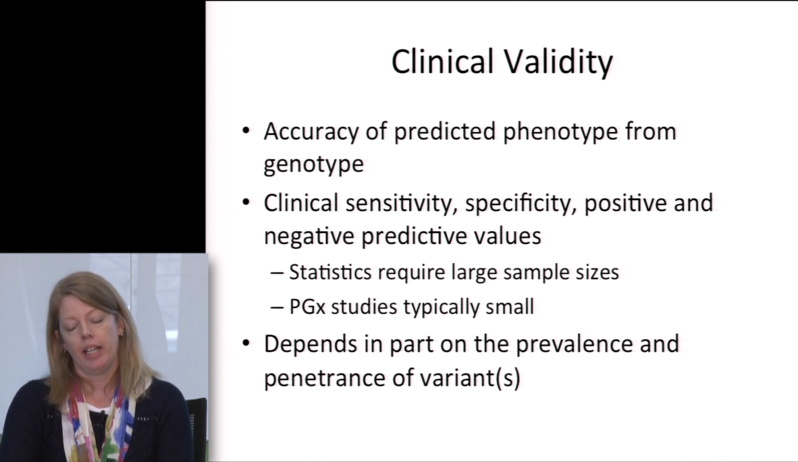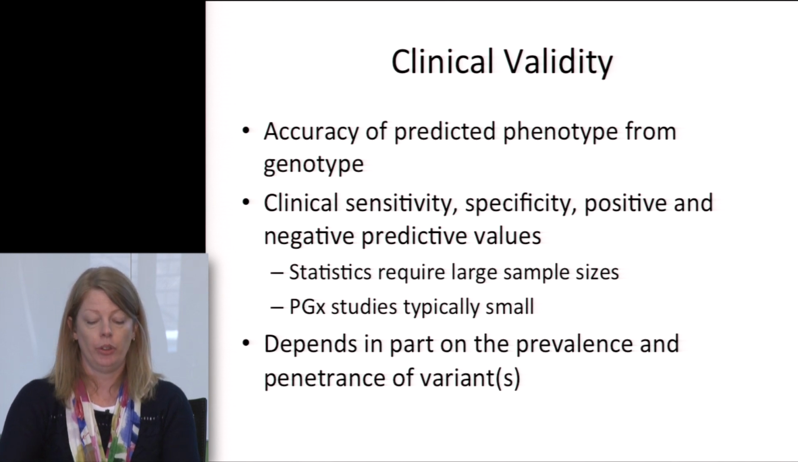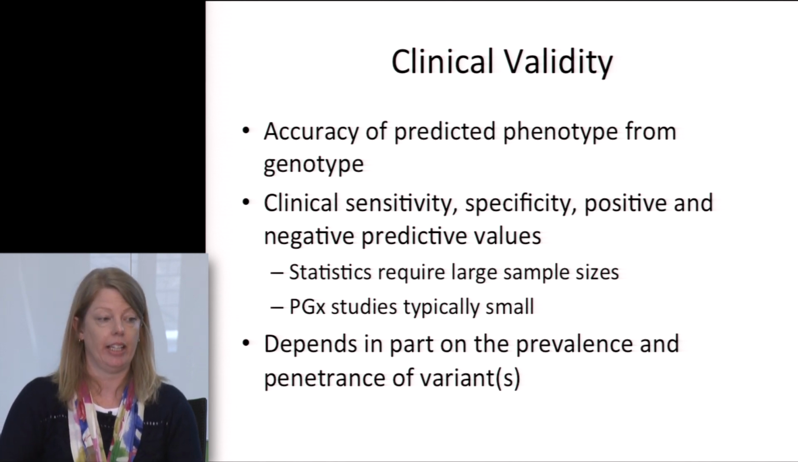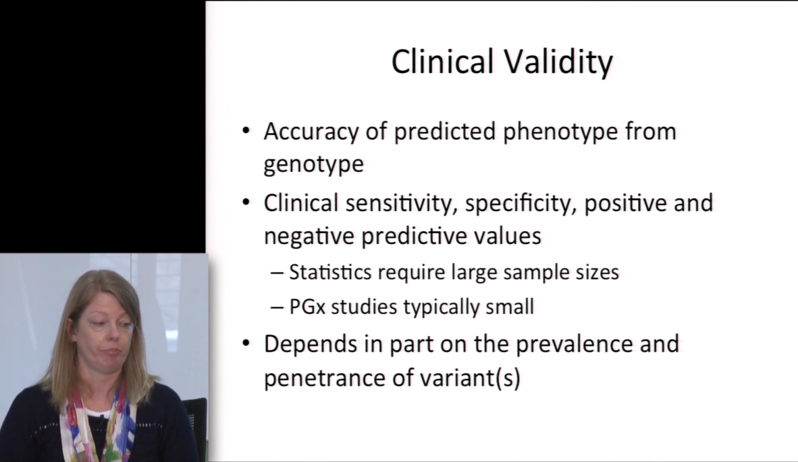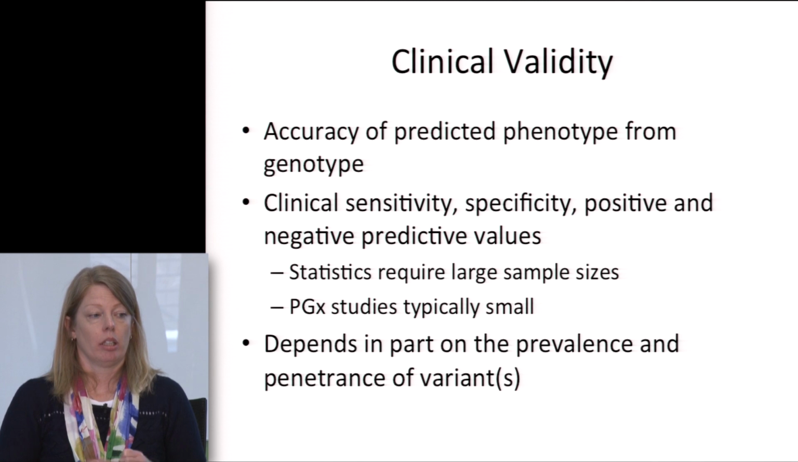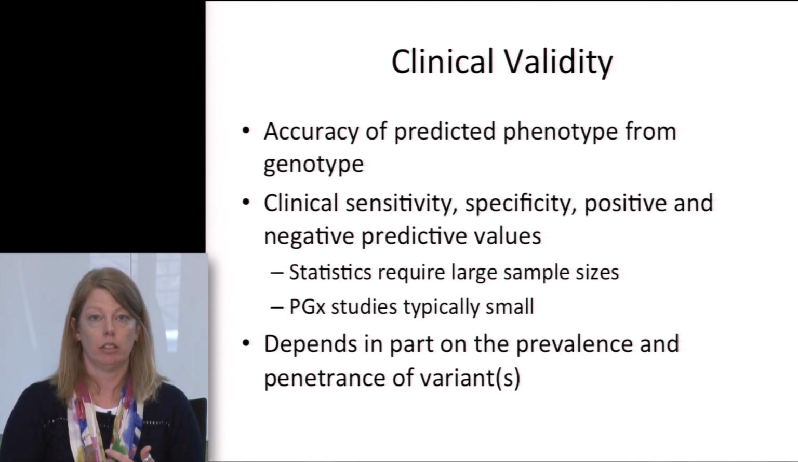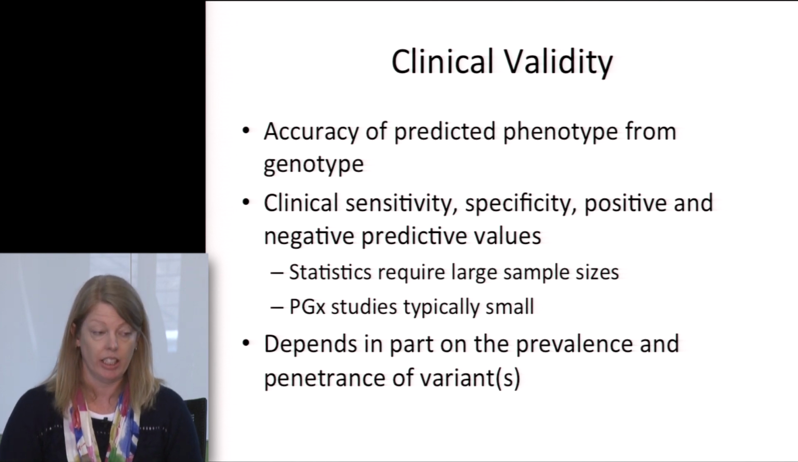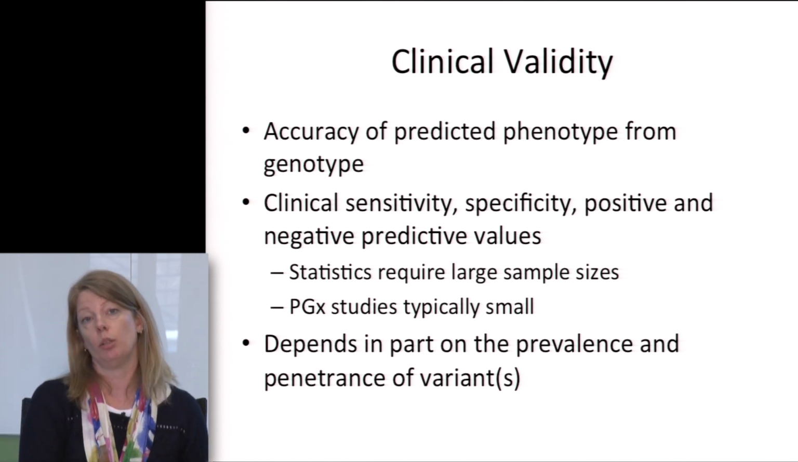So clinical validity, after you can be sure that you are measuring the genotypes accurately, you need to be sure that the variant is related to a particular phenotype. You have to have an accuracy there between the genotype and the predicted phenotype of the patient. Clinical validity includes, under that umbrella, terms such as clinical sensitivity, specificity, positive and negative predictive values. These are all statistical terms that I'm going to describe in a little bit more detail.